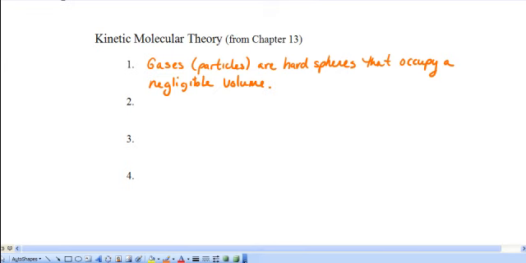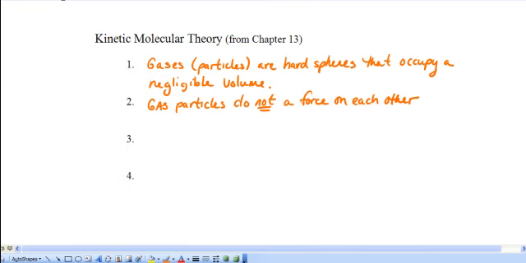with this theory. Next, we assume that gases or gas particles do not exert a force on each other. Simply meaning they do not repel each other, they do not attract one another, they do not influence one another. They can collide, but they're not going to be slowing each other down or speeding each other up with any type of force.